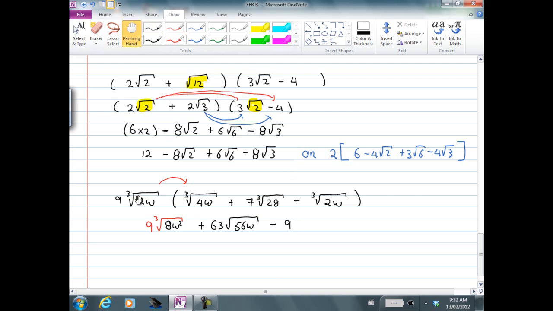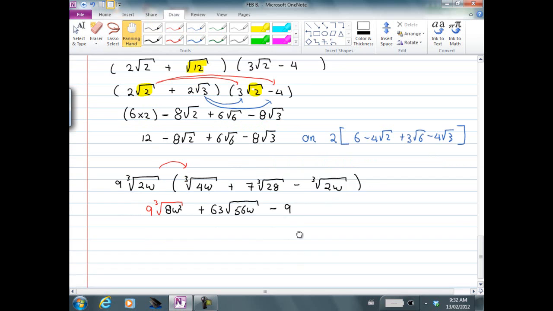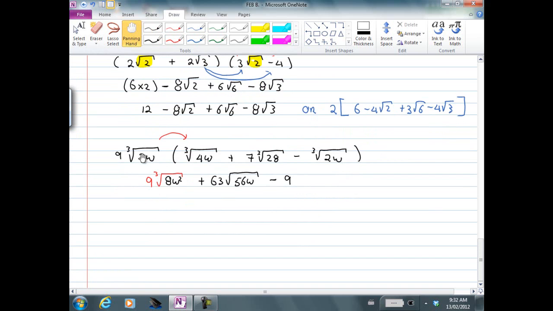Now, here's your question. Does this cube and this cube cancel out, leaving you with 2w? No. That's where the flaw is. See, a lot of you say, hey, Miss, if these two are the same, when I multiply, shouldn't it cancel out? The answer is no. They won't cancel out.